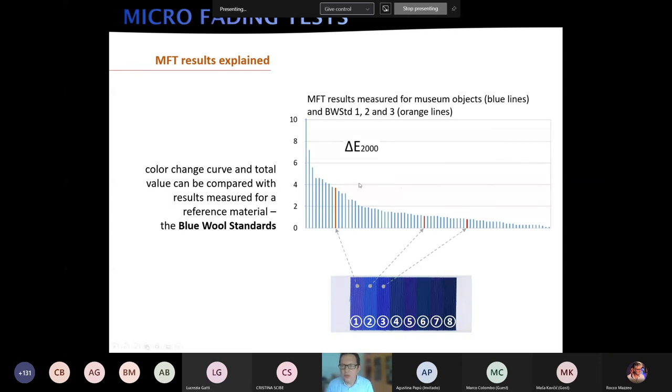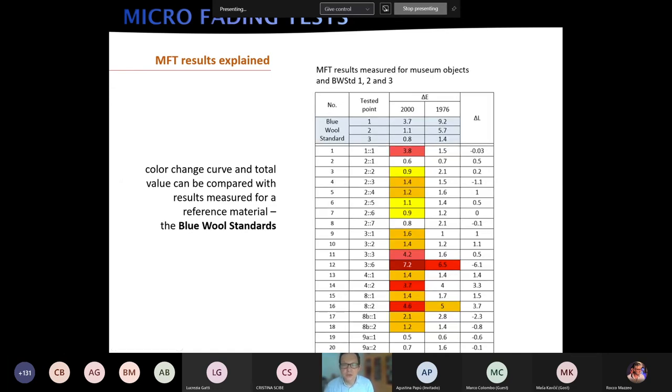Here I included these red bars. They represent color change in a given duration of the test for blue wool 1, blue wool 2, and 3. So from this collection tested, where each bar represents an object tested under microfading, you see that part of the collection is even more sensitive than blue wool 1. And of course, through this measurement, we knew exact numbers of color change. We knew the changes of lightness, yes? So our predictions of color changes could be quite precise.